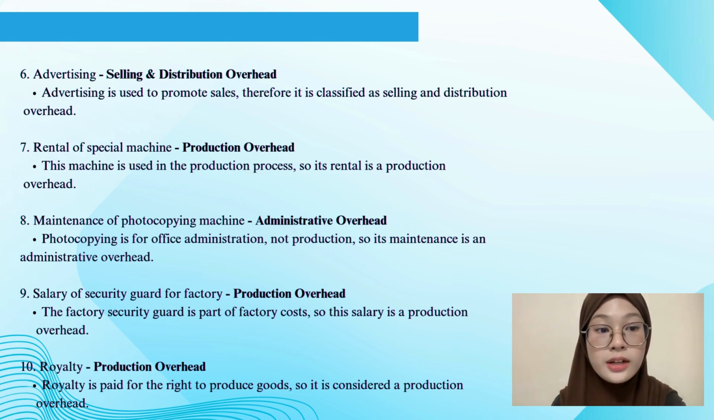Number 9. Salary of security guard for factory is a production overhead. The factory security guard is part of factory cost, so the salary is a production overhead. Lastly, royalty is a production overhead. Royalty is paid for the right to produce goods, so it is considered a production overhead.